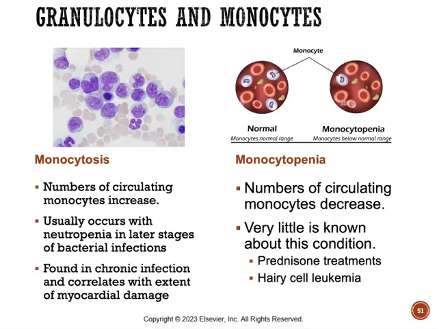And if we are on the other spectrum of things, monocytopenia means that we have a decreased amount of our monocytes. And unfortunately, this is less understood, but we have seen it in patients receiving prednisone treatment or those with hairy cell leukemia, which is a rare blood cancer.